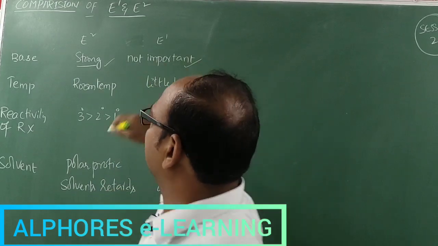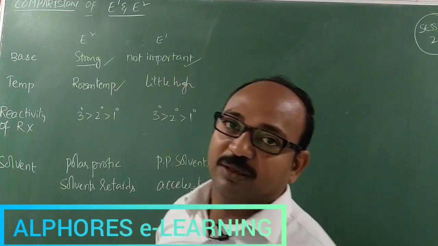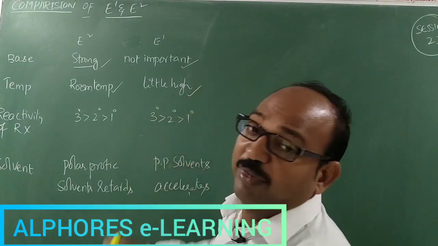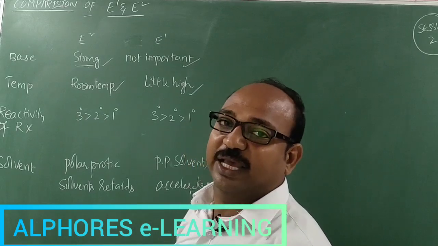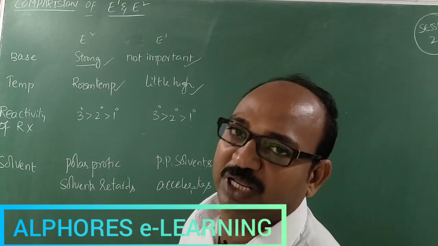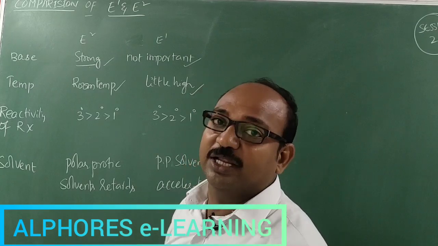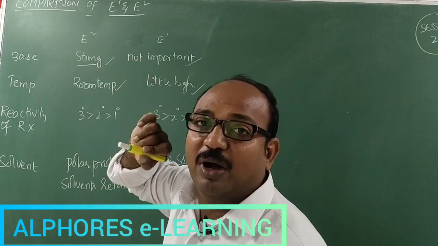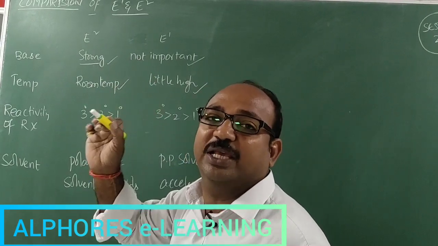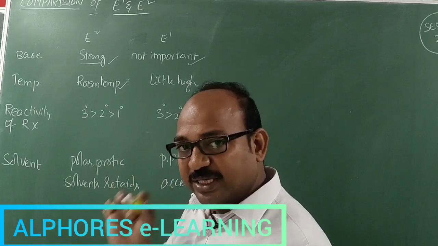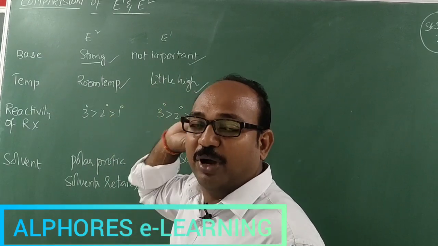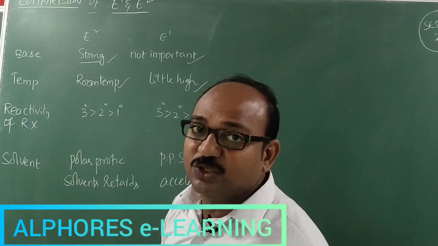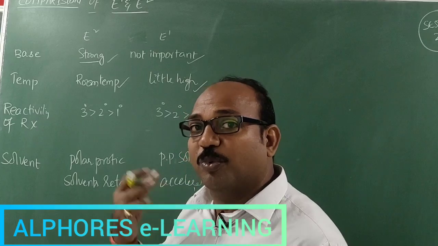And for temperature, E2 elimination needs room temperature, and E1 elimination a little higher, because bond breaking is involved in E1 elimination. For E2 elimination, room temperature of 30 to 40 degrees Celsius is required, because it is a concerted mechanism. All bond breaking and making takes place at a single time, that means in the same step bond formation and bond breaking take place. During bond formation energy is released, and for bond breaking we need to provide energy.